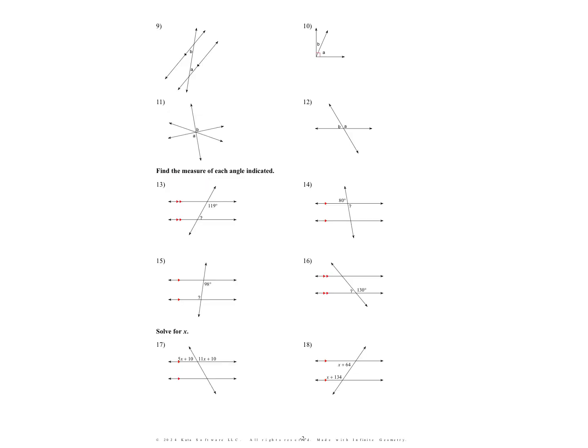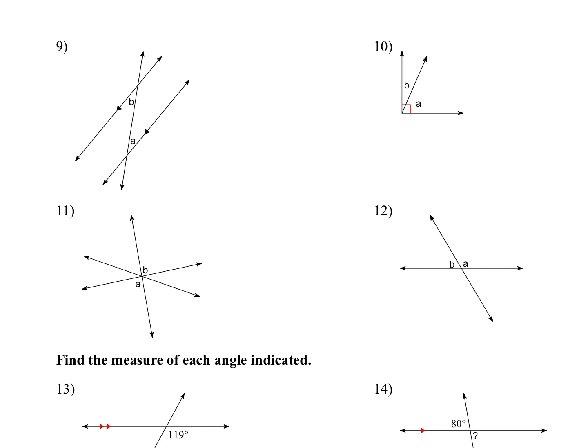Page 2, the 9 through 12, these are still our vocab terms, so let's look at these. On number 9, are they inside or outside? Inside the box, so that means interior. And then of our transversal, are they on the same side or opposite side? Opposite, so that means alternate interior.